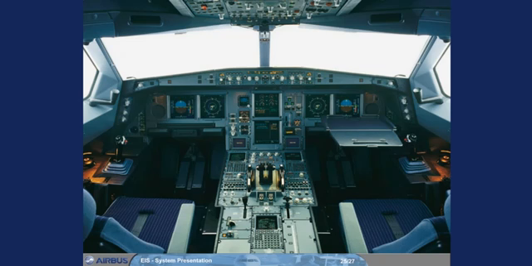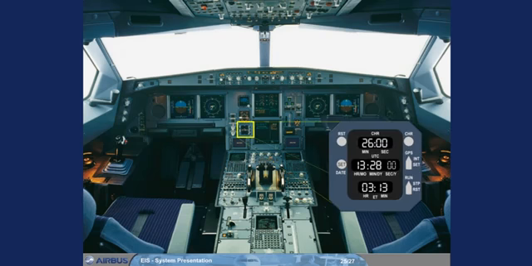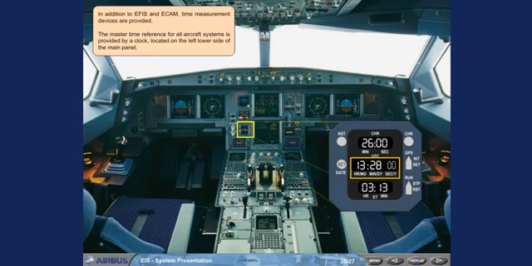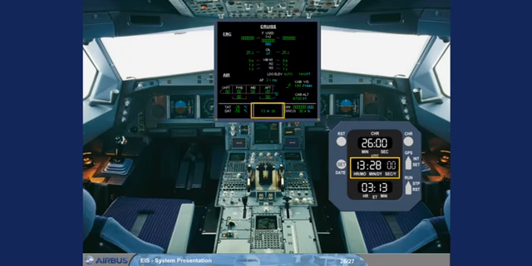In addition to EFIS and ECAM, time measurement devices are provided. The master time reference for all aircraft systems is provided by a clock located on the left lower side of the main panel. The time is also displayed at the bottom of the system display.